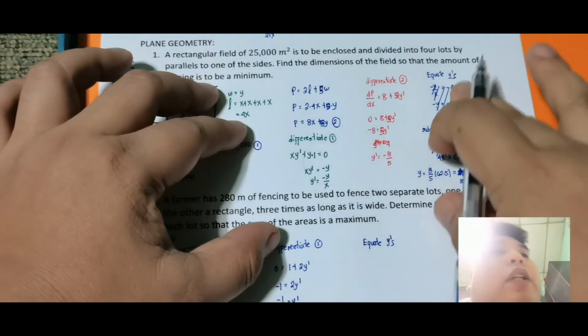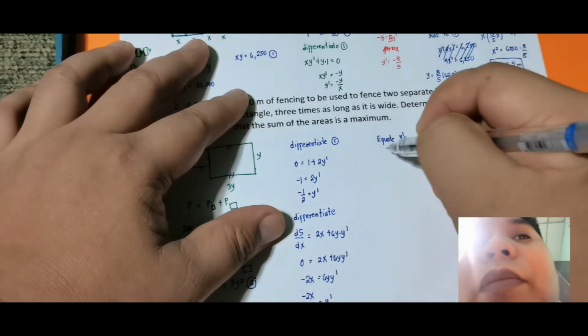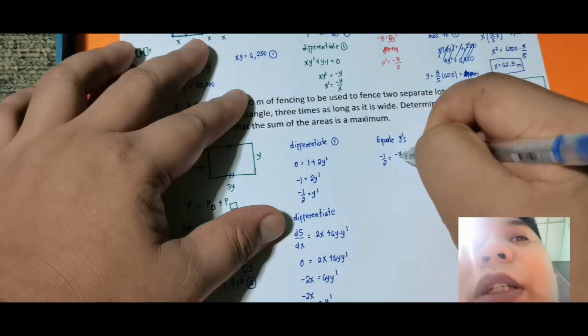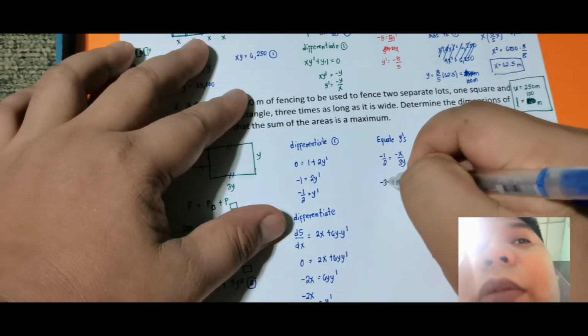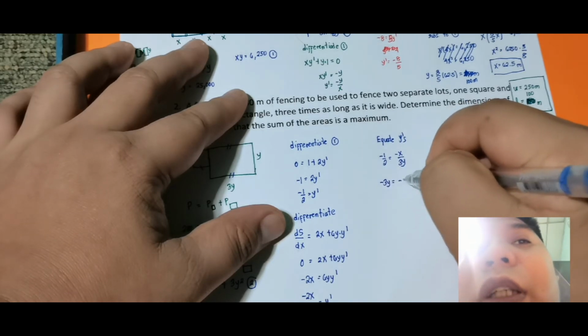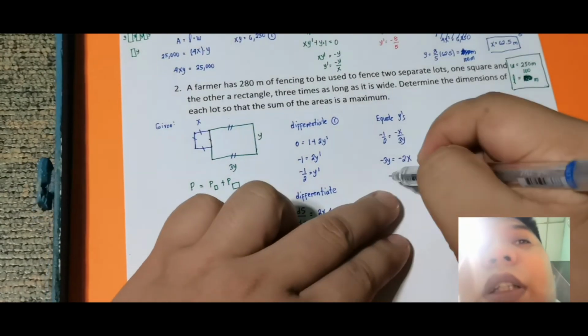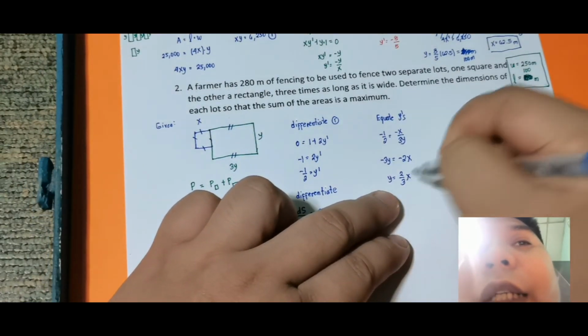So yun na, nilagyan ko na. So equate y primes. So we have negative 1 half is equal to negative x over 3y. Okay, then this is negative 3y is equal to negative 2x. So I guess solve na natin in terms of y. So this is y is equal to 2 over 3x.